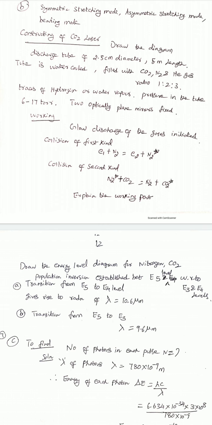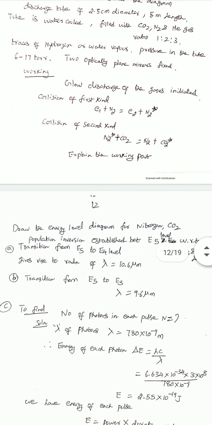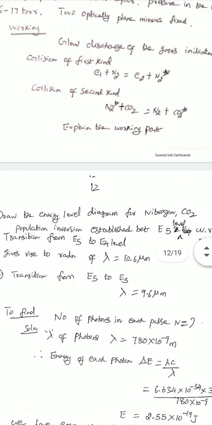Then you are supposed to mention that population inversion is established, because only after achieving population inversion is the laser beam produced. So you have to mention this point, population inversion, between the energy level E5 with respect to E3 and E4. Then transition from E5 to E4. Due to that, the laser beam of wavelength 10.6 micrometer is produced here. It is in the far infrared region.